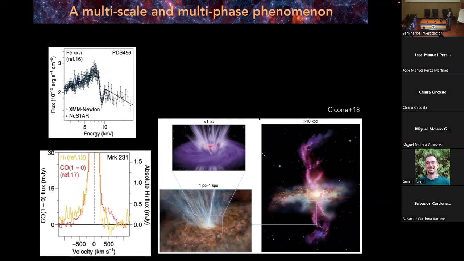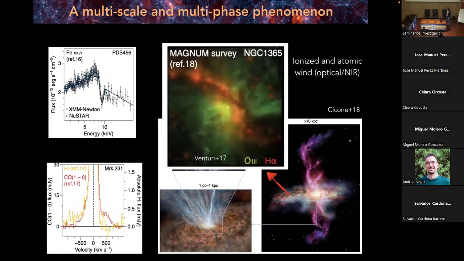And then on tens of kiloparsec scales, we can observe winds in the optical and near infrared, especially in the ionized phase. And we see here this very nice example of a local galaxy with the galaxy disk in red, traced by H alpha. And then in oxygen 3, here in the map in green, we see this biconical structure that is produced by the outflow.